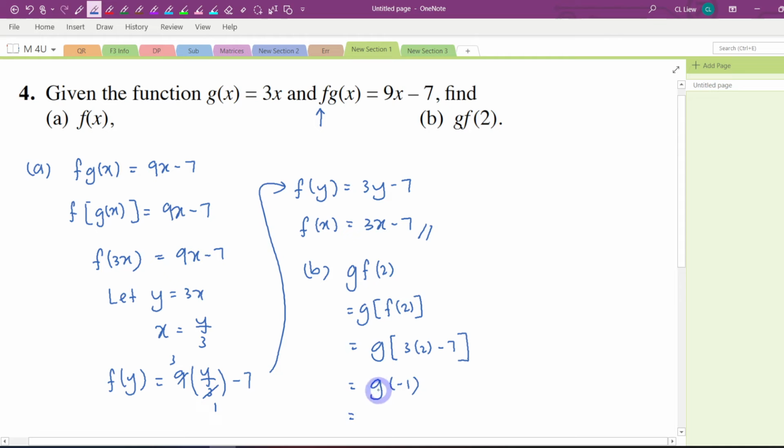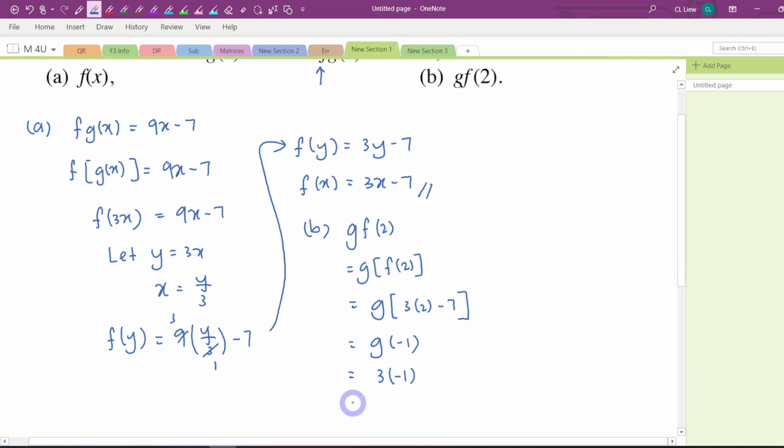Now we have to look at the function g. g of x is equal to 3x, so g of negative 1 will be equal to 3 times negative 1. So this will give us the answer of negative 3. Okay, this is the answer for part B.